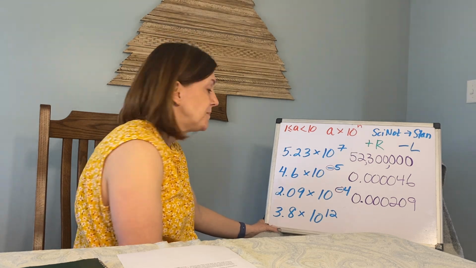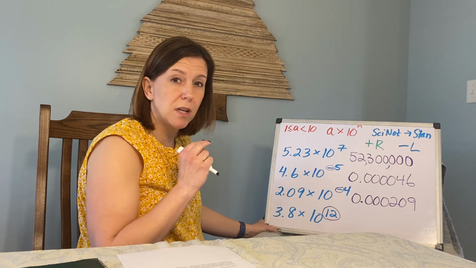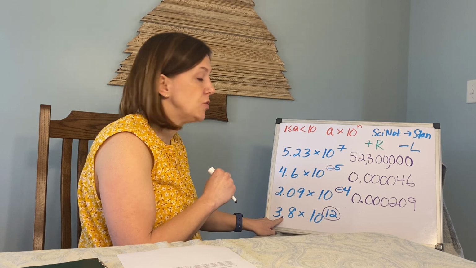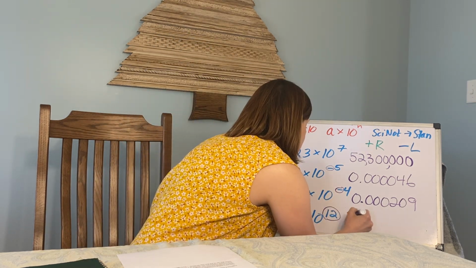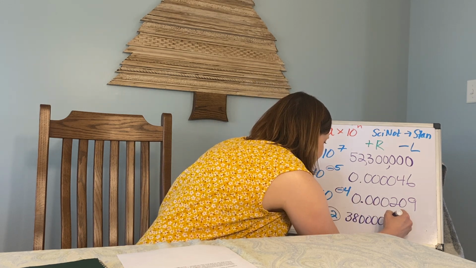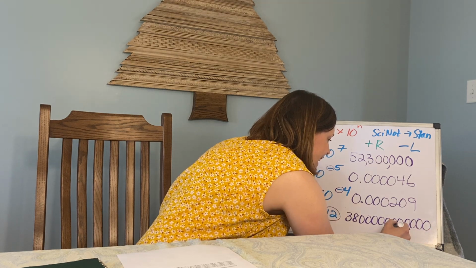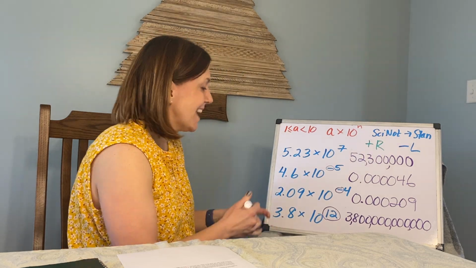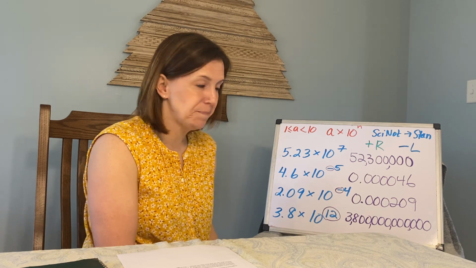My last one, I see a positive exponent telling me already I know it's going to be a large number. And it tells me I'm going to move my decimal point to the right 12 spaces. So I'm going to have 3, 8, and 11 zeros. Very large number. And that's what you should have for examples 1 through 4 from problem 3.